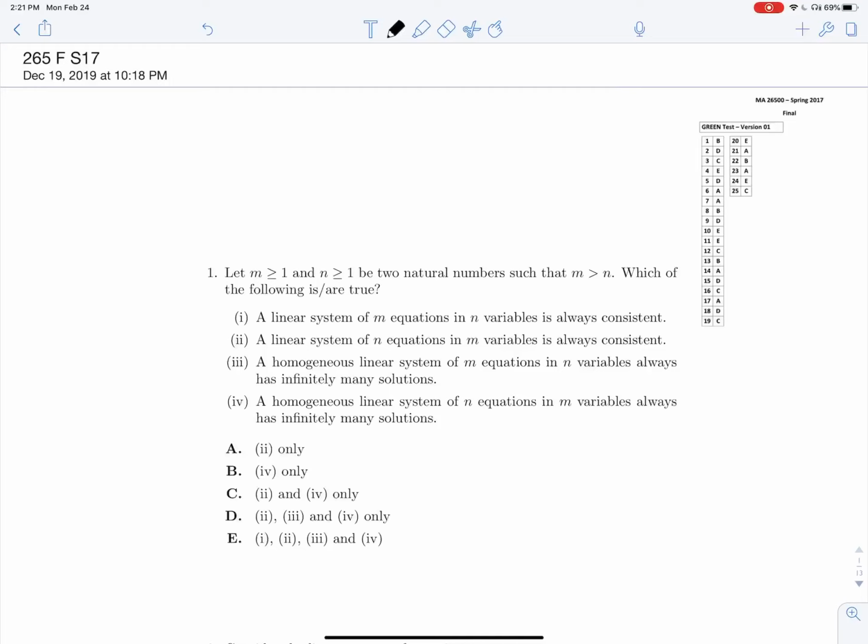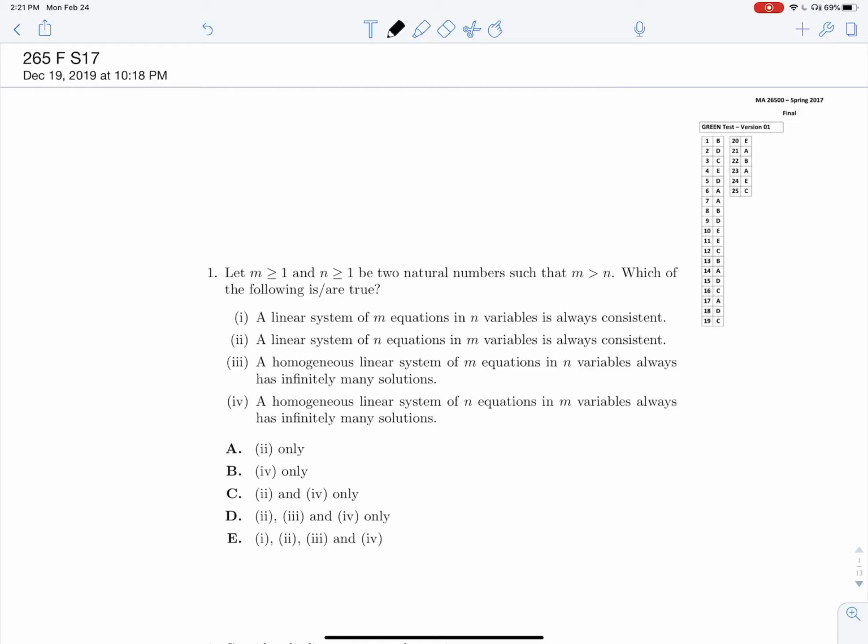Question 1. Let m and n be greater than 1, they're two natural numbers such that m is greater than n. Which of the following is true? Okay, a linear system of m equations in n variables, so more equations than we have variables, is always consistent. Well, let's try this out.